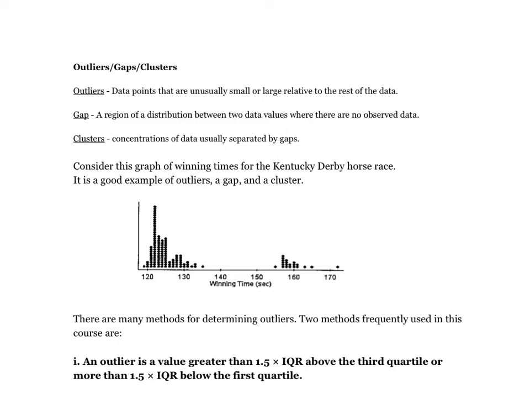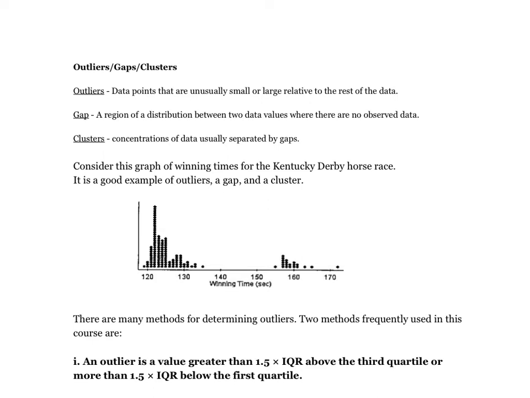So an outlier in statistics is a data point or points that are unusually small or large relative to the rest of the data. So it could be a piece of data that's far below the mean or far above the mean. A gap is a region of a distribution between two data values where there are no observed data. Gaps are interesting because we like to know why there is no data between these two points. And clusters are concentrations of data usually separated by gaps. It's usually the outliers, the gaps, and the clusters that are the most interesting parts of a distribution. It's the unusual values that will spark our interest.